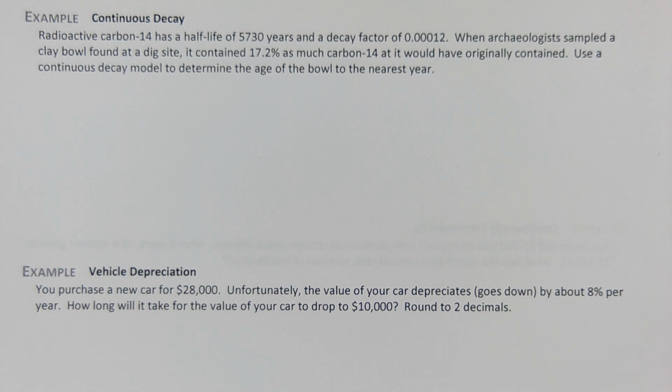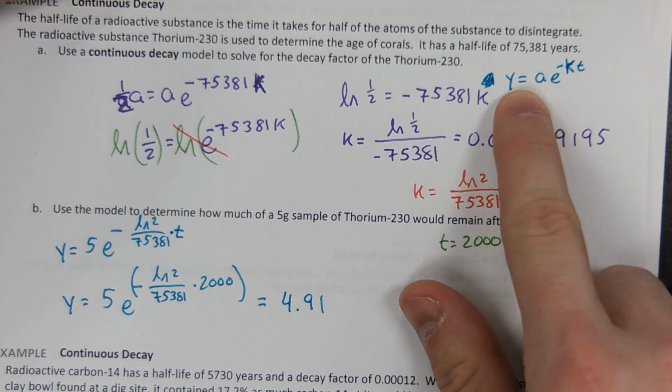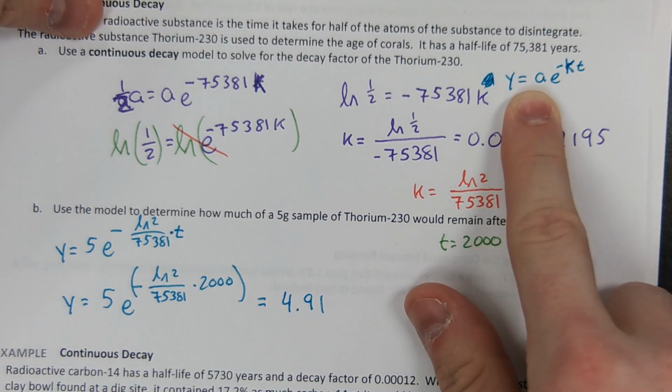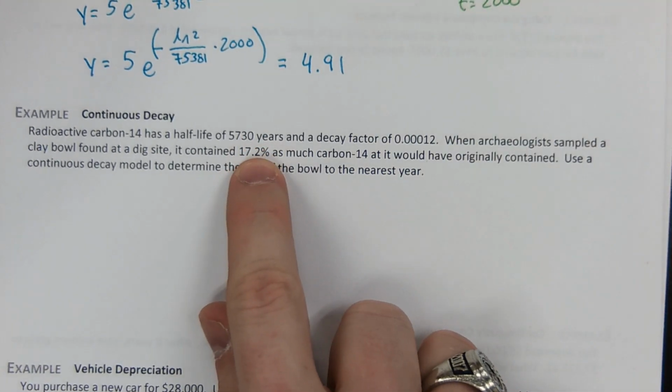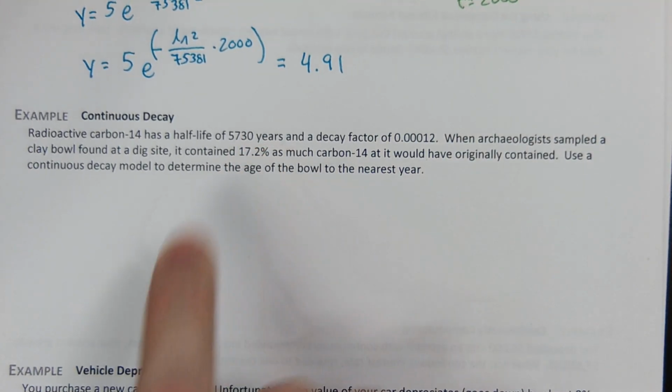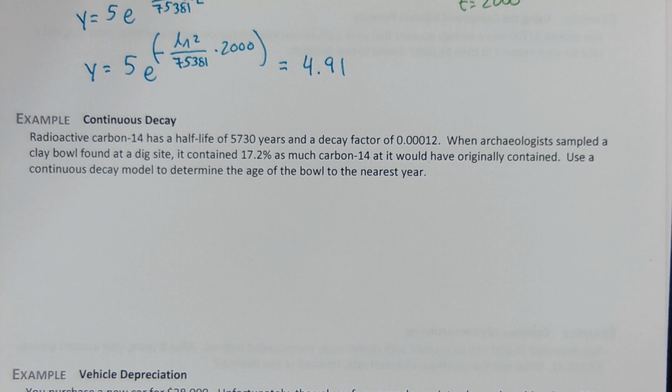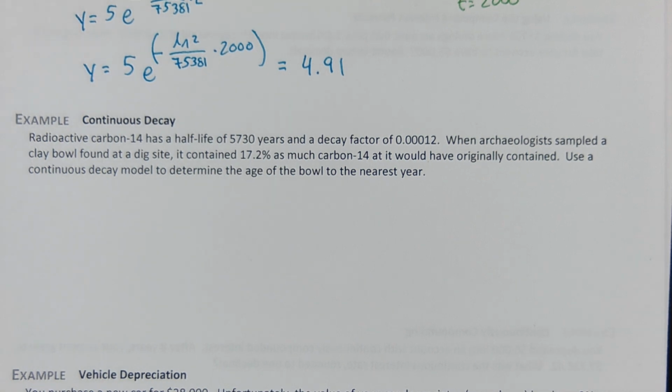What do we know? We know k. We don't know A. We don't know y, so to speak, these two things. But what we do know is that there's 17.2% remaining. K is the growth or decay factor. It's basically the rate if we were talking money.